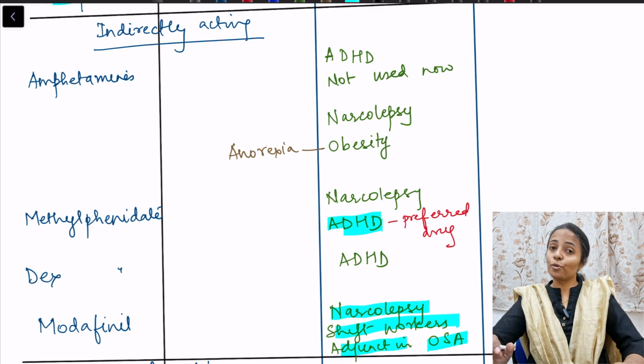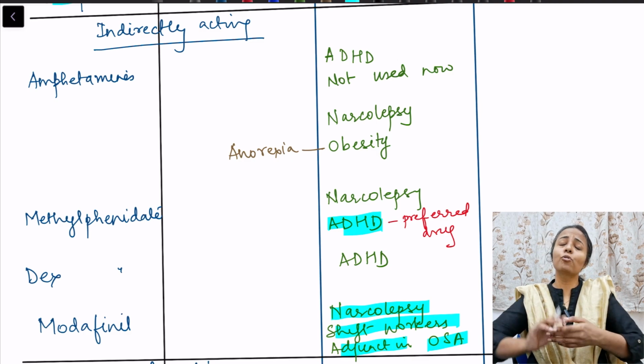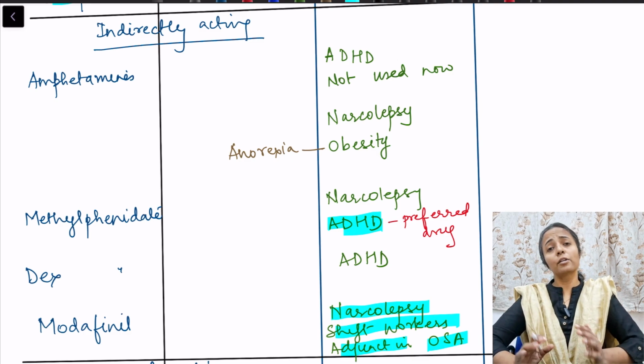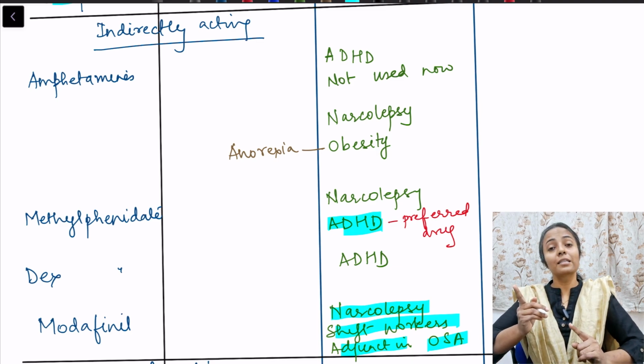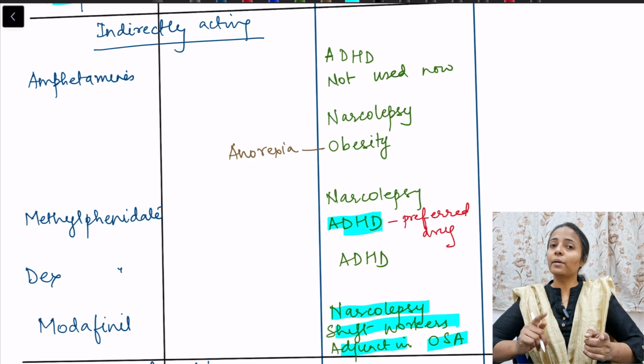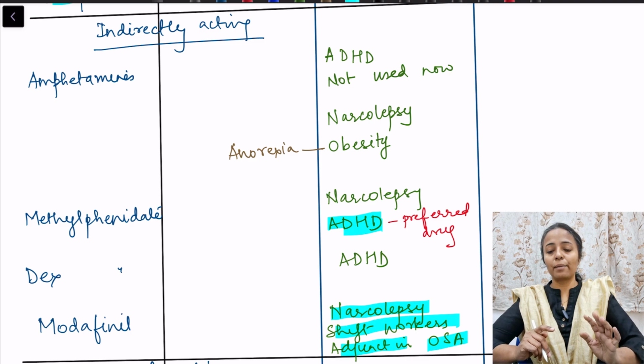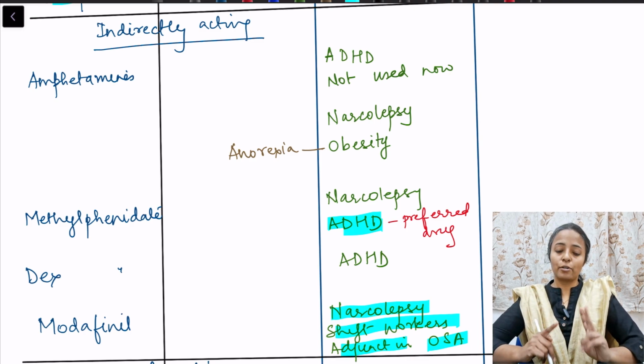They can be used for obesity because these receptors are also present on the lateral hypothalamus. In fact, for obesity there are serotonergic drugs also. So they act on the satiety center, and amphetamines act on the lateral hypothalamus, the appetite center. So amphetamines inhibit the lateral hypothalamus and cause anorexia.